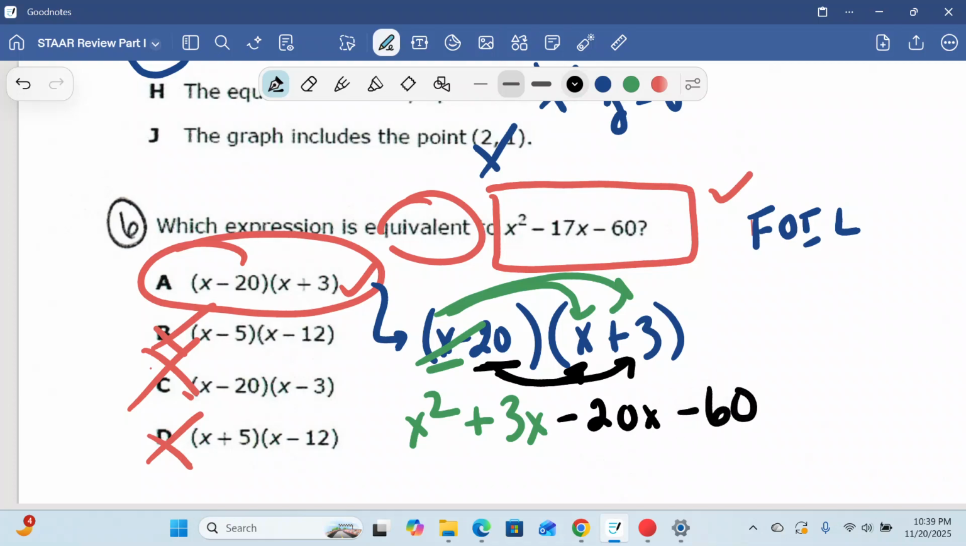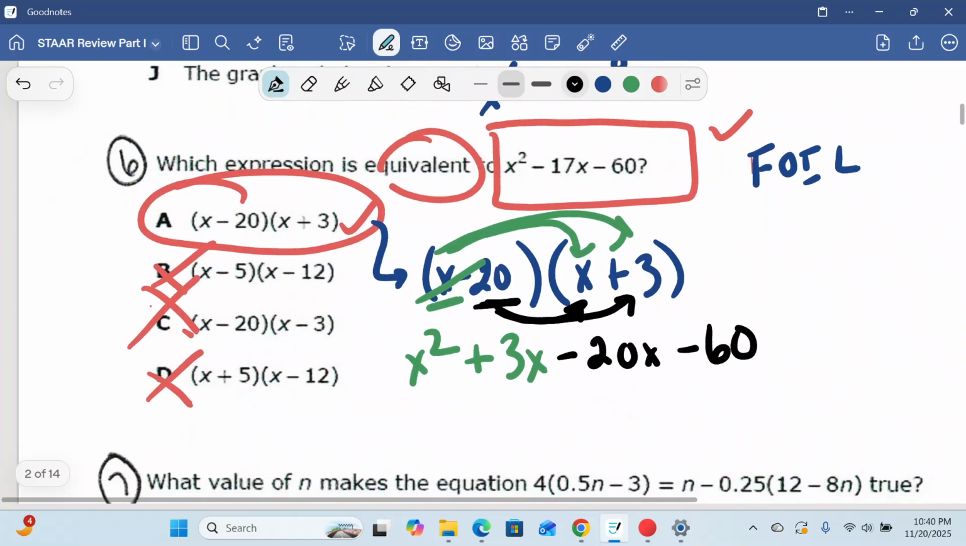Now, if I don't know what negative 20 times x is, all I have to do is say, well, what's negative 20 times 1, and that's negative 20, and how do I get that number? I just put it into Desmos and let Desmos do the work. If I don't know what negative 20 times 3 is, then all I do is put it into Desmos and let Desmos do the work.